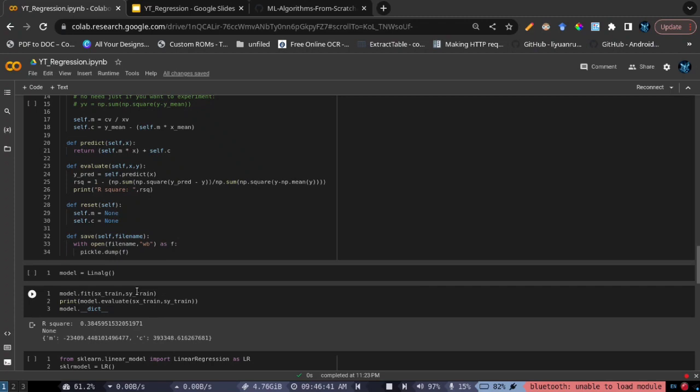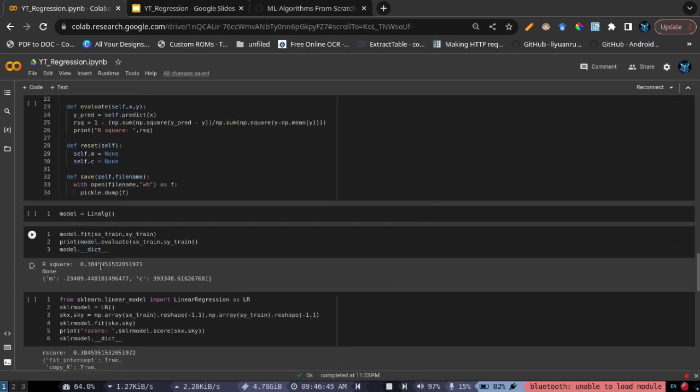Let's just train it, evaluate, and see our dict. So R-square is 838%, which is very bad, right? And of course our data set was very bad. And our m, our slope, is negative, and our c is also pretty high. Our data set is starting from pretty high.